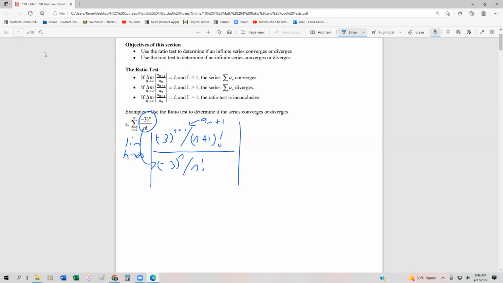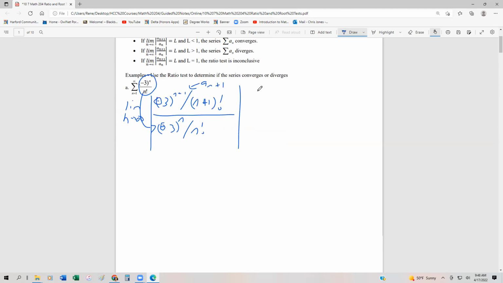Now, two things we can do to simplify this. Number one, since we're taking the absolute value, the negatives can go away, because those are going to alternate between negative, positive, negative, positive. The other thing we can do is multiply by the reciprocal. So this is going to be 3 to the n plus 1 divided by n plus 1 factorial, times n factorial divided by 3 to the n, and that's the limit as n goes to infinity.